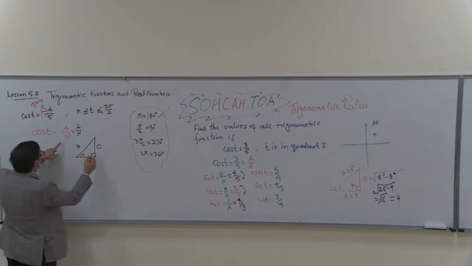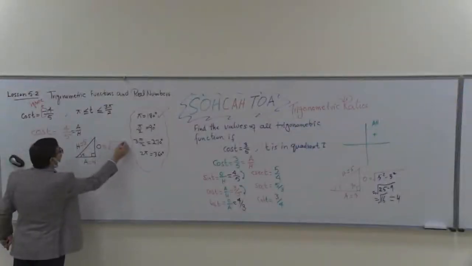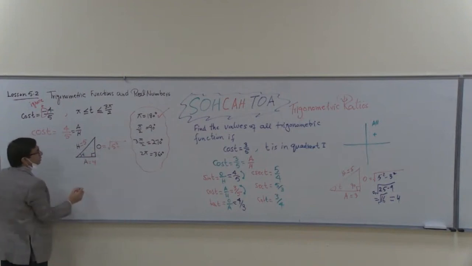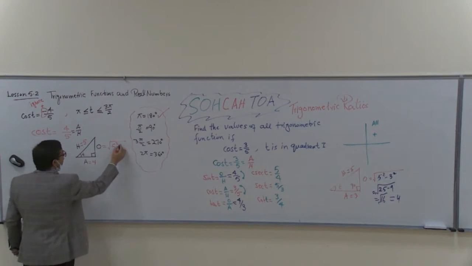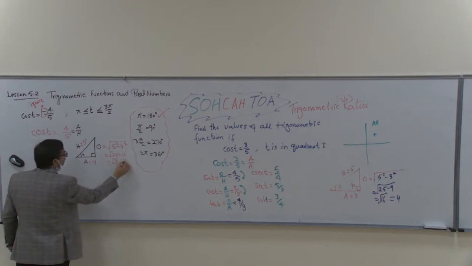We write down here the value of A, which is 4, and H is 5. How to calculate this O? 5 squared minus 4 squared. So what comes? 25 minus 16. This gives you 9, square root, which is equal to 3.